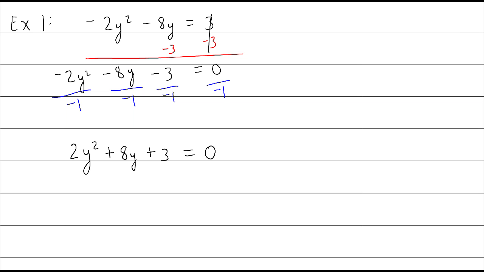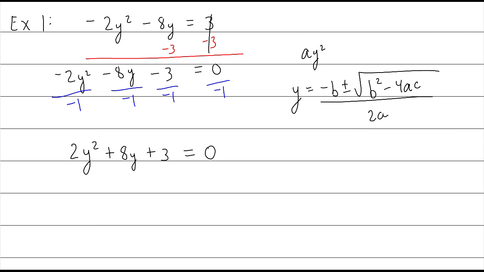All right. So before we go any further, I want to use the quadratic formula. Remember, it says negative b plus or minus the square root of b squared minus 4ac, all over 2a. I want to identify a, b, and c. Remember the generic quadratic equation we had earlier? It says that a is attached to y squared. So in this case, a is 2. B is attached to y, so it's 8. C is the constant. So 2, 8, and 3.